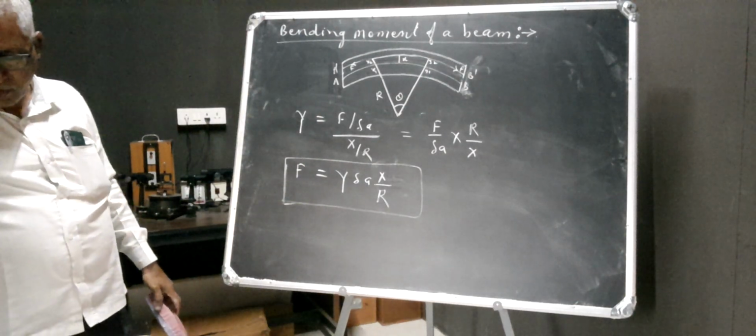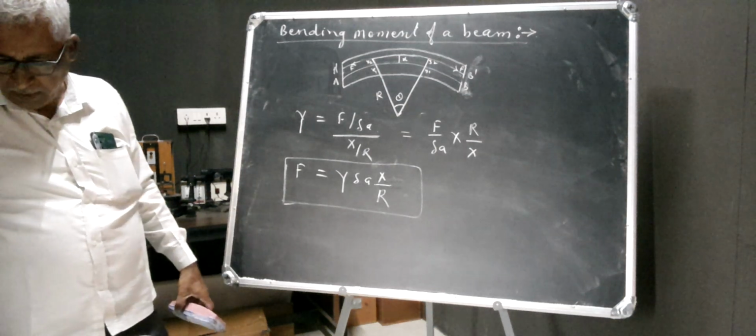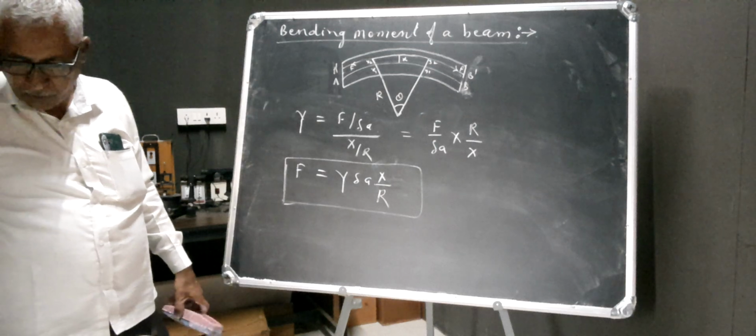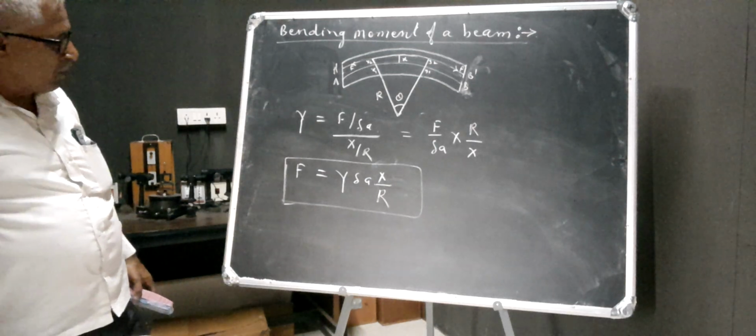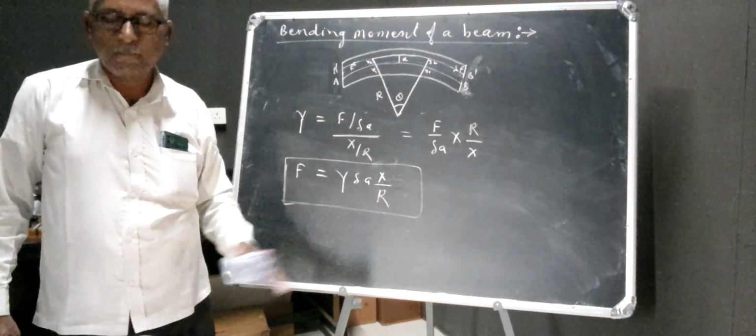This is the restoring force acting on the area dA of a filament A1B1, and we take the moment of the force about the neutral axis. The next part of this equation we'll see in the next period.